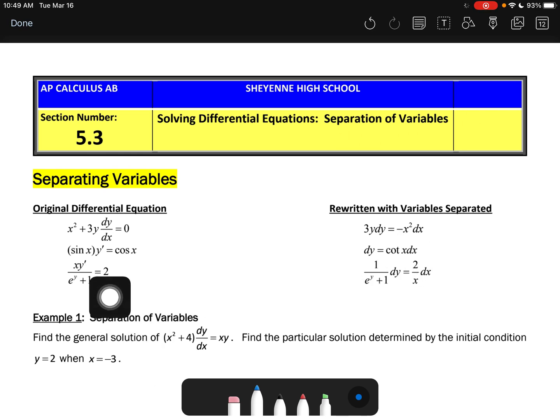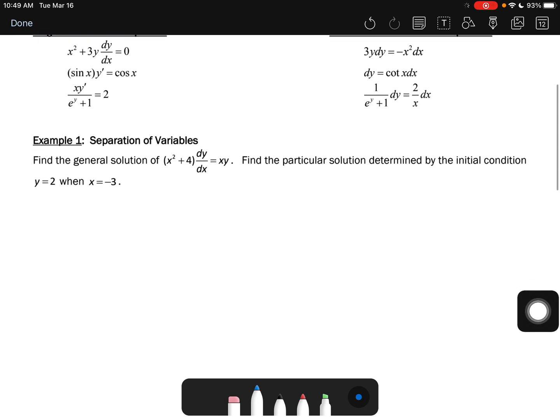I won't talk through each of these. We'll just go through some here. But again, a key thing is, you have to multiply by that dx in the denominator. Now, if they've given you the derivative form where it's y prime rather than dy dx, you'll want to rewrite that as a dy over dx to get that one started.